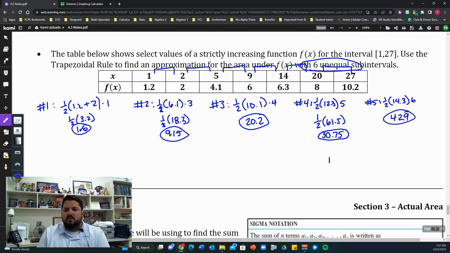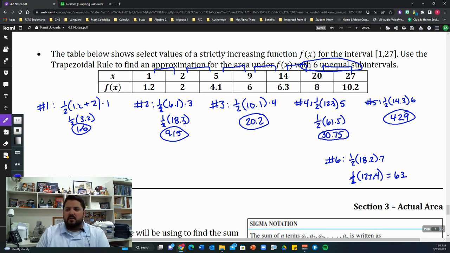And then for our last one, the final one is from 20 to 27, so that would be 18.2 for the total of the bases or the heights. And then we are 7 units wide. So half of 127.4 is 63.7. So now your final job is just totaling up all of those areas.